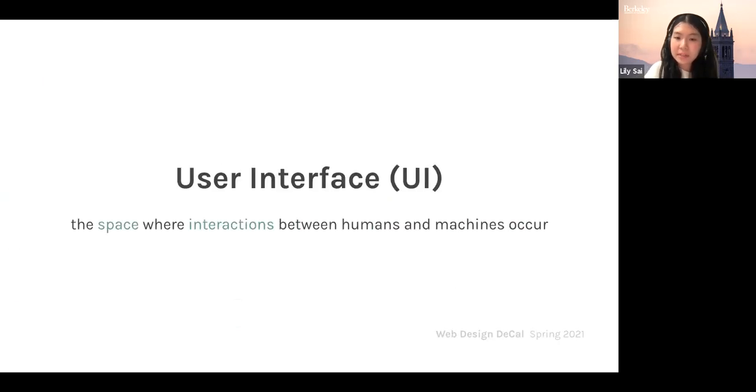So what is user interface design? UI is the space where interactions between humans and machines occur. So it's what you see on your screen, in a sense. And UI doesn't necessarily have to be digital. So it doesn't have to be a website. It can be physical also.